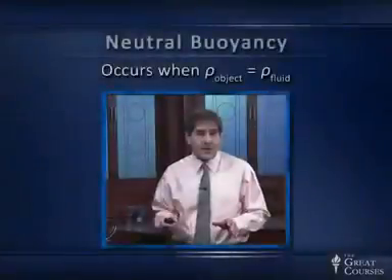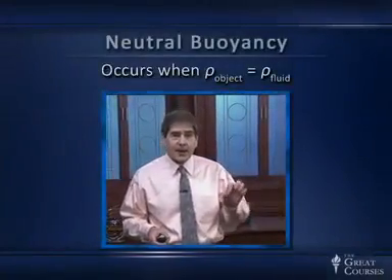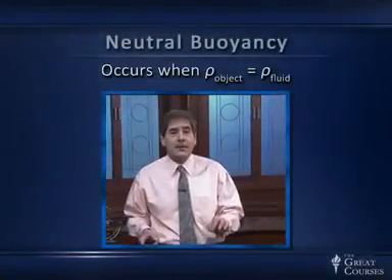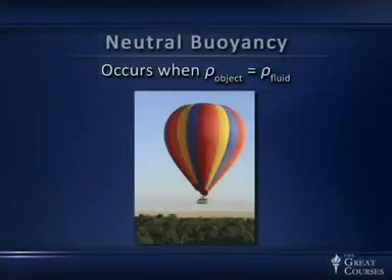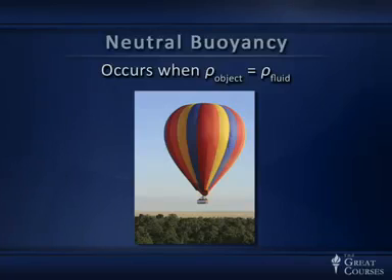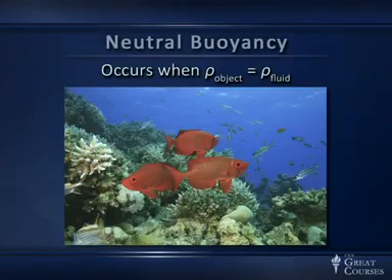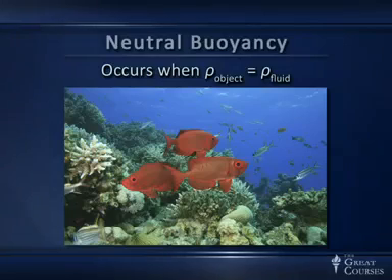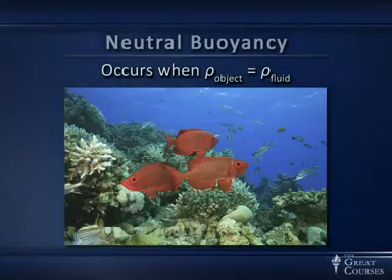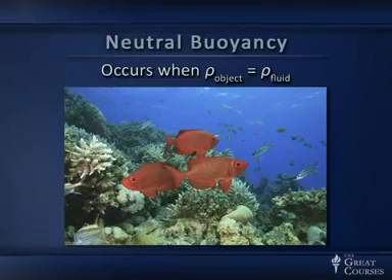Here's a special case of what's called neutral buoyancy, and that occurs when the object's density equals the fluid's density. So this hot air balloon is floating at a constant altitude, and by turning on the hot air jets, the operator, the pilot, can adjust the density of that balloon and make it float level. The fish has something called a swim bladder, a gas-filled organ in it, and the fish can adjust the amount of gas in that organ to adjust its average density, and so it too can float neutrally in the water, neither rising to the surface nor sinking to the bottom.